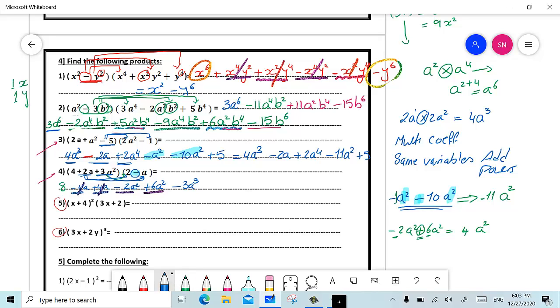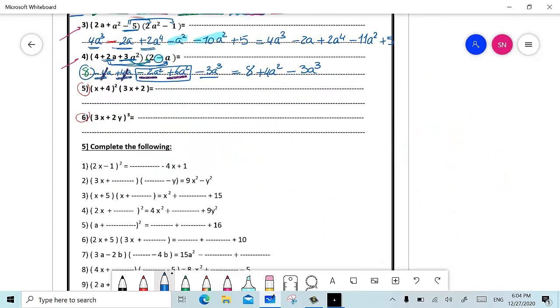So here I will have the 8 as it is, and when I added those two terms together, I have now positive 4a squared, and for negative 3a to the power of 3, there is no like term, so it's going to remain as it is, negative 3a to the power of 3. Hope it's a little bit clear now, prep 1. Let's go now for question number 5.